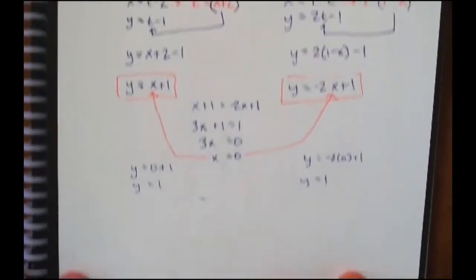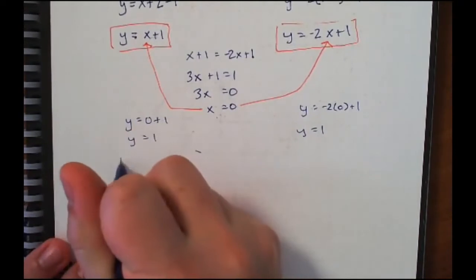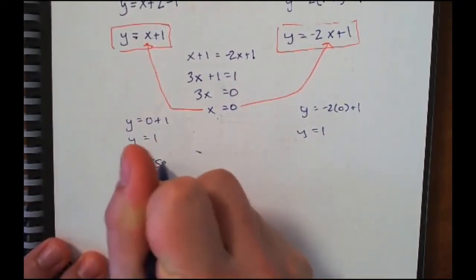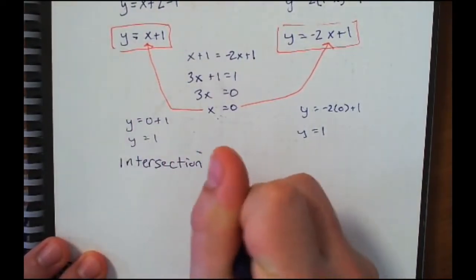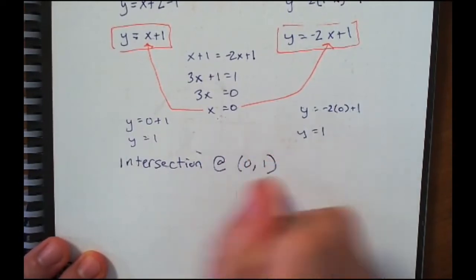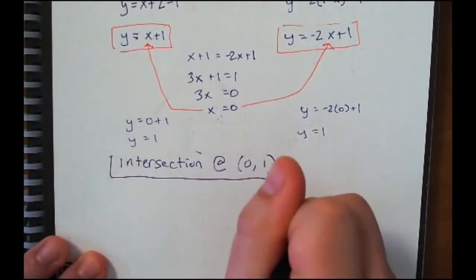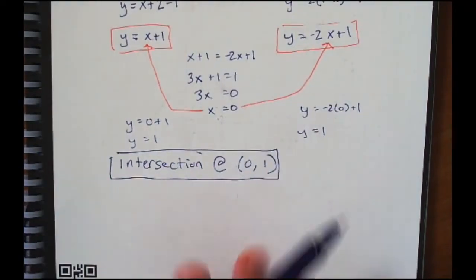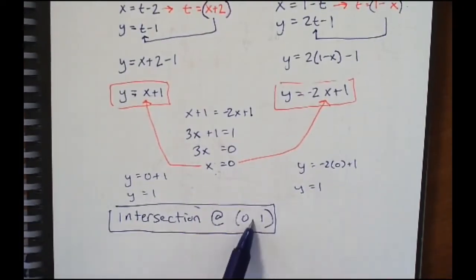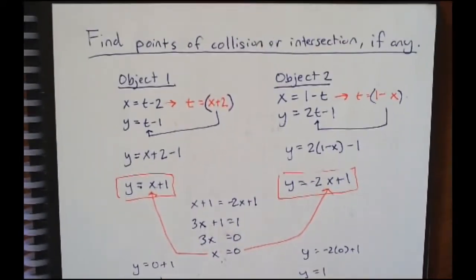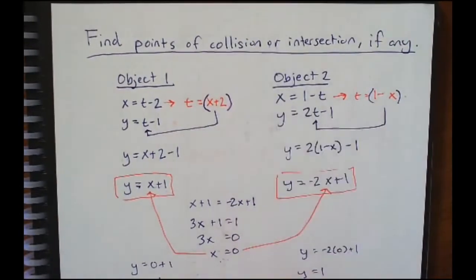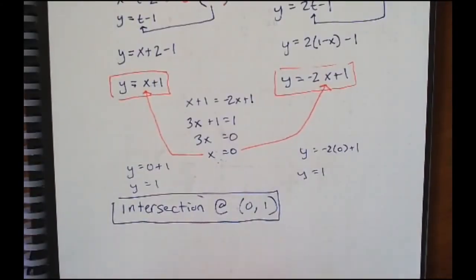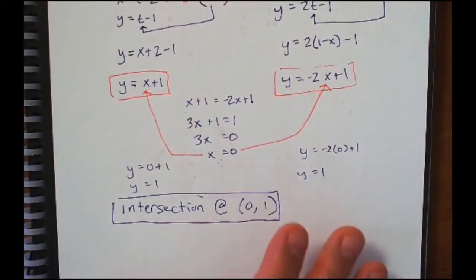Let me scoot this up a little bit. We've got an intersection point at (0, 1), okay? But we want to know also, did they actually collide? In other words, we know this object was at the point (0, 1) at some point, no pun intended there, at some point in time. But we want to know if there's actually a collision. In other words, did they get to this point at the same time? So we need to figure that out, right?